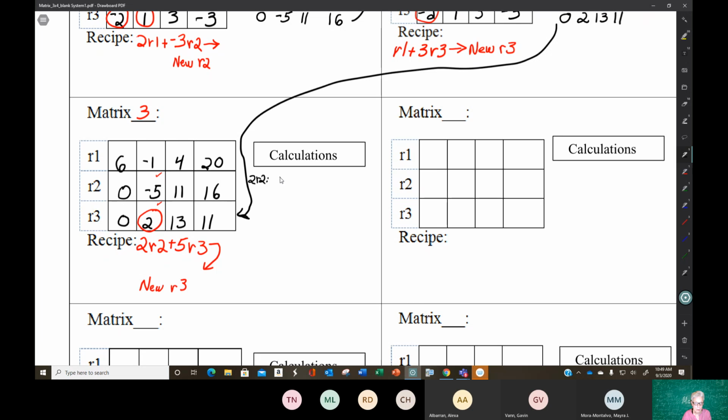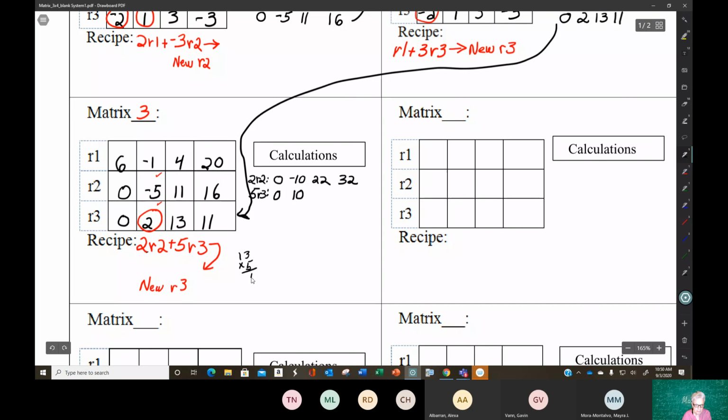will give me 0, because 2 times 0 is 0. 2 times -5 is -10. 2 times 11 is 22. And 2 times 16 is 32. Now, 5 times row 3. 5 times 0 is 0, and 5 times 2 is 10. And now, 5 times 13.